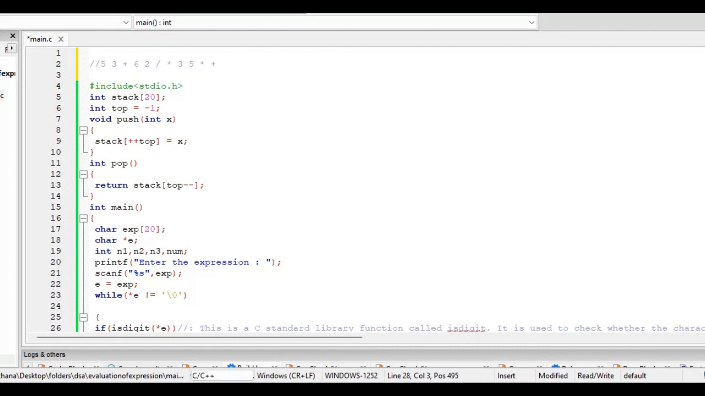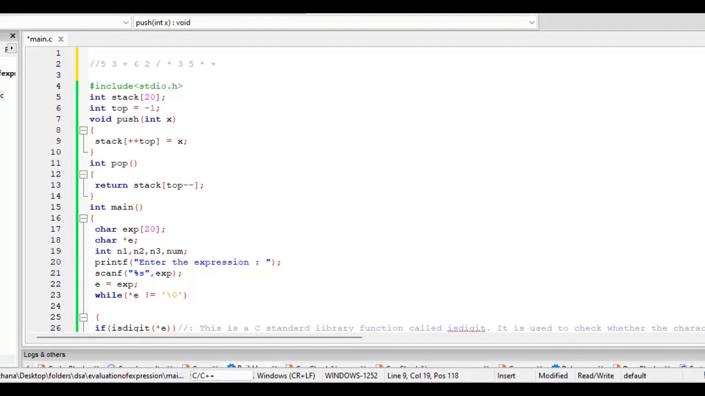As I told in my previous video, why are we maintaining top equal to minus 1? If top is equal to minus 1, the stack is empty. If top is 0 or something else, the stack contains some elements. So we are initializing top as minus 1. That means, okay, void push of int x: stack[++top] = x. What is the meaning of this? We are assigning x to stack[++top], that is, we are making top 0 and assigning that value. Since top is minus 1, we cannot add any value without incrementing it first.